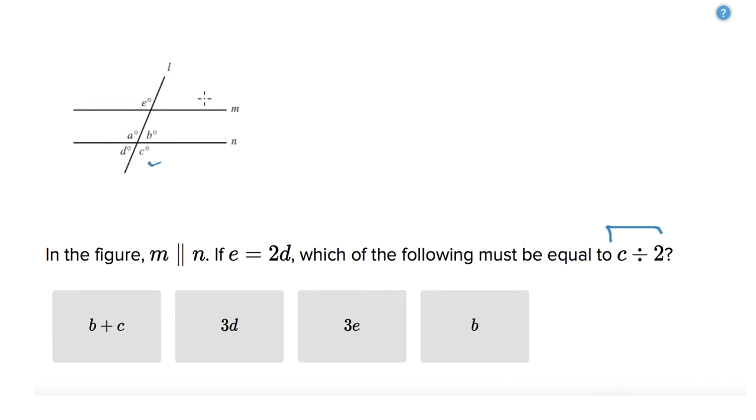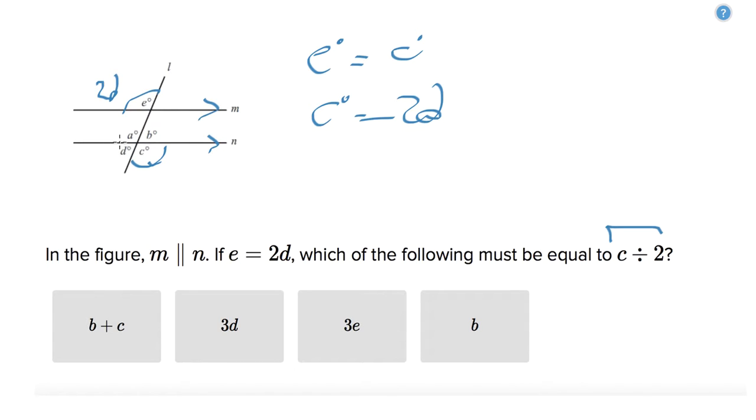Well, they're telling us from the beginning that m and n are parallel, so we know that e equals 2d as well. That's another given, and that e and c are both alternate exterior angles. So because these are two parallel lines cut by transversal L, because E and C are alternate exterior, we know that E degrees is going to equal C degrees. So C degrees, since E degrees equals 2D, is going to have to equal 2D.